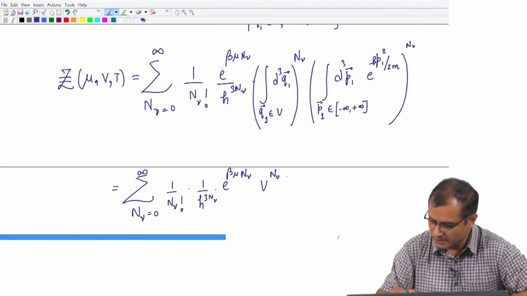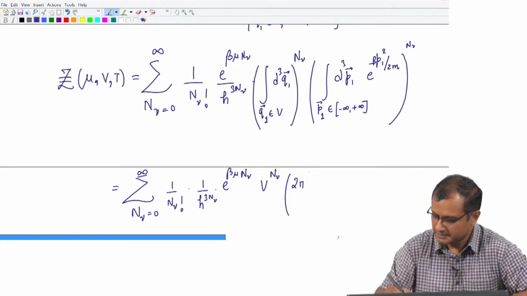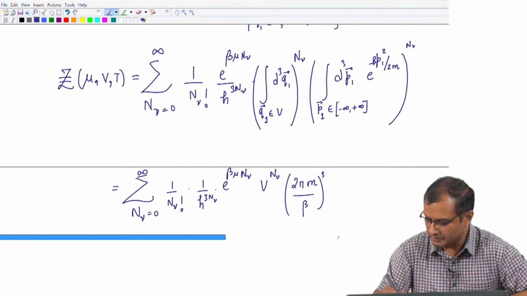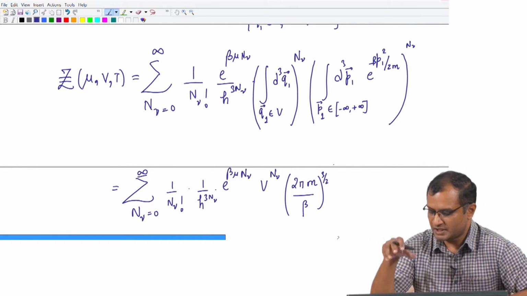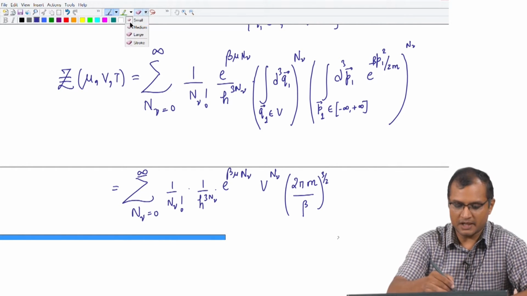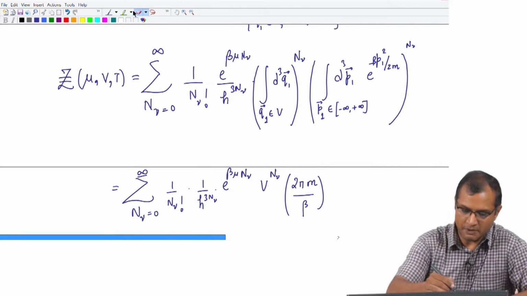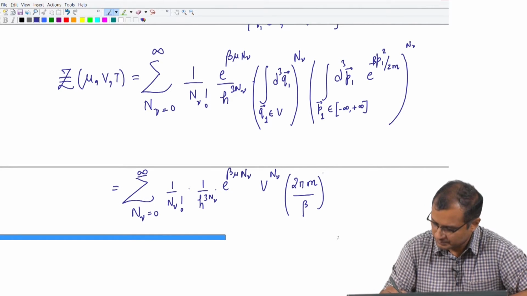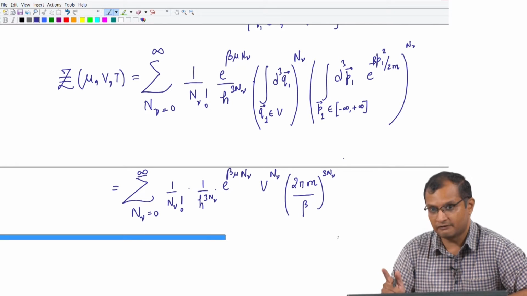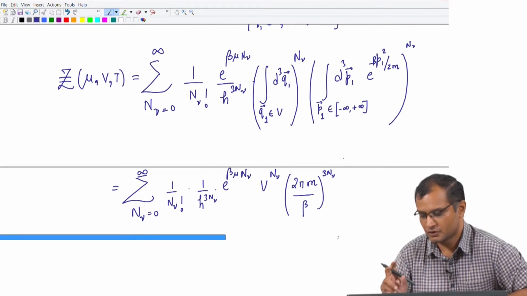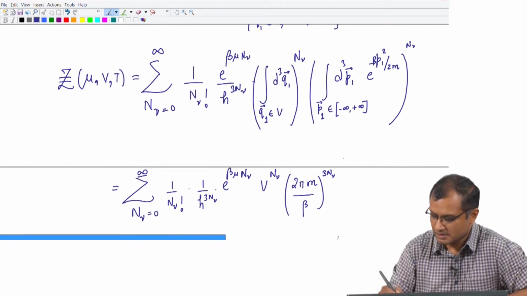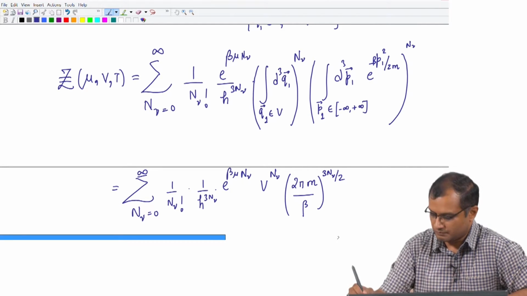And the momentum integrals will simply give me 2 pi m over beta to the power 3 by 2. This is the momentum integral that is written inside the bracket, and there is an n nu outside. So, I am going to write it as 3 by 2 n nu. Each degree of freedom will give me 2 pi m by beta to the power half. There are 3 degrees of freedom, so it gives me 2 pi m by beta raised to 3 half, and there are n nu such integrals. So, the overall result is 3 n nu by 2.